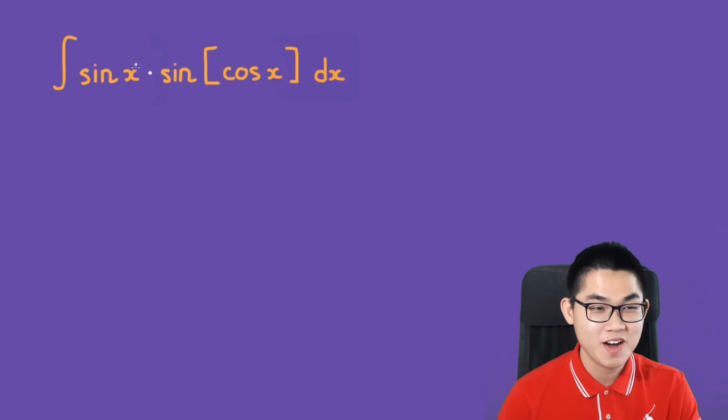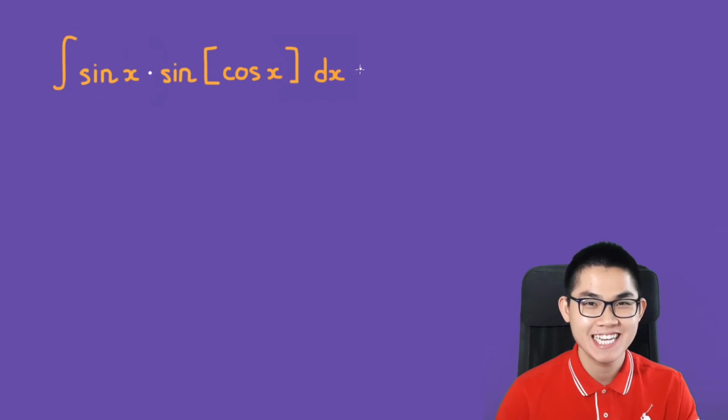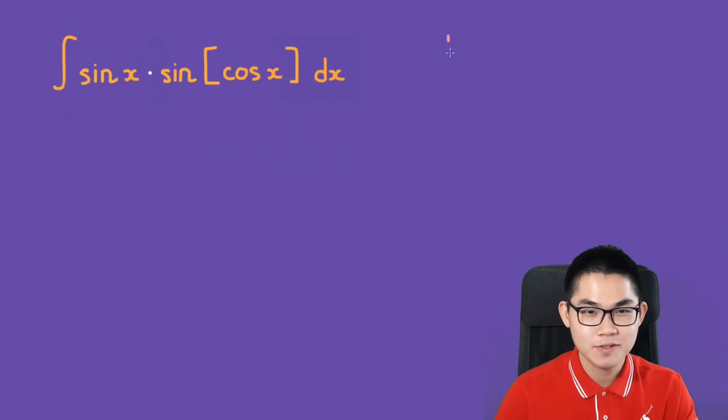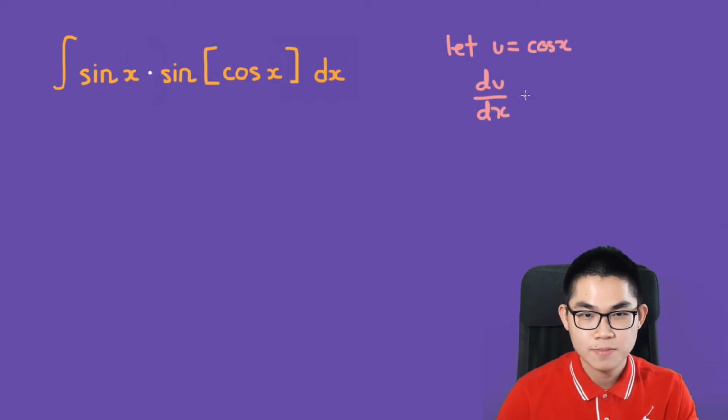The integral of sine of x times sine of cosine of x dx. This basically means that instead of writing sine of x, we just replace the x with cosine of x. So that's basically what this means right here. So the first step is to let u equal cosine of x. And this will allow us to get rid of this sine, as you will see. So du over dx is going to be the derivative of cosine of x, which is negative sine of x.